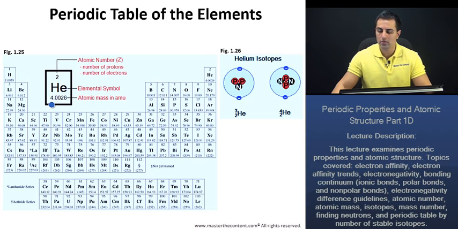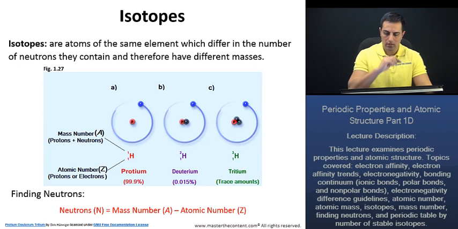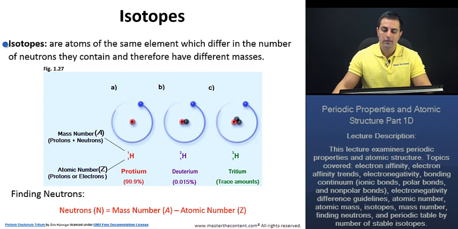Great. Now that we've had a moment to go over the basics of the information given for each element on the periodic table, and we discussed isotopes a little bit, let's delve a little bit deeper now into isotopes on our next slide. Now let's begin firstly with a formal definition for isotopes. Isotopes are atoms of the same element which differ in the number of neutrons they contain and therefore have different masses, just as we had demonstrated on the previous slide.